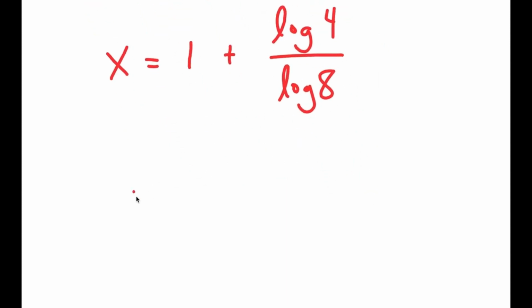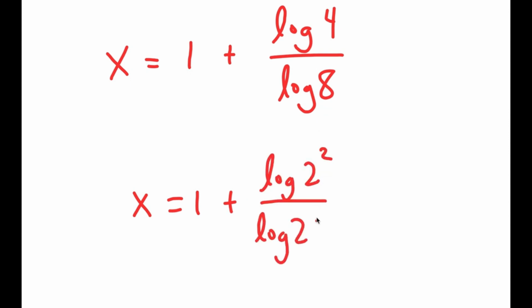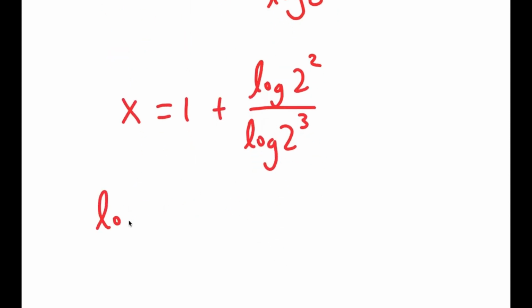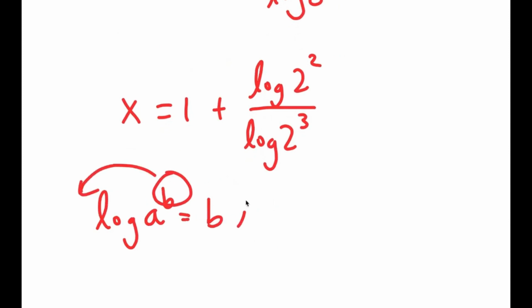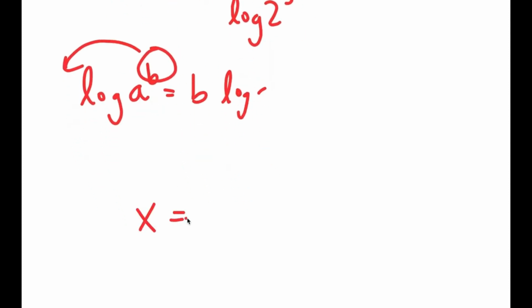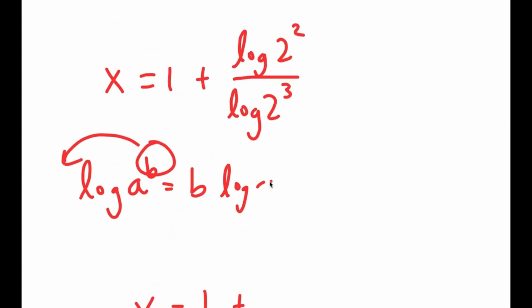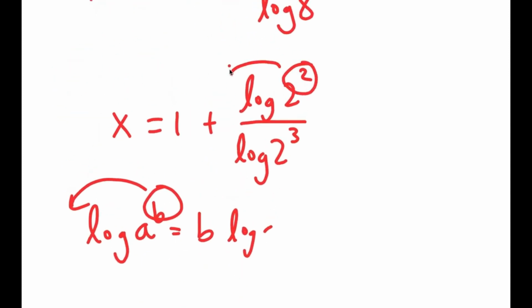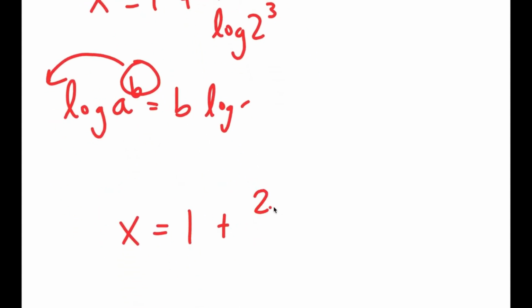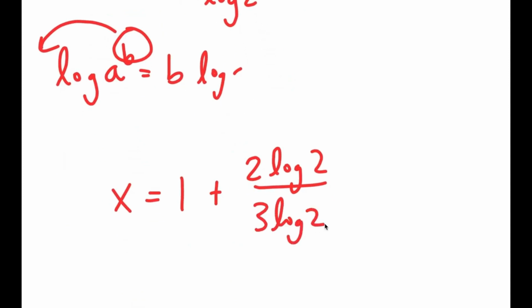Now, log of 4 is the same thing as log of 2 squared. And log of 8 is the same thing as log of 2 to the power of 3. So now if I have something in the form log of a to the power of b, again, I can move b to the front, so it's going to be b times log a. So that's exactly what I'm going to do with both of these. So I get x is equal to 1 plus, I can move the 2 to the front, so 2 times log 2 over the same thing with 3, so 3 times log 2.